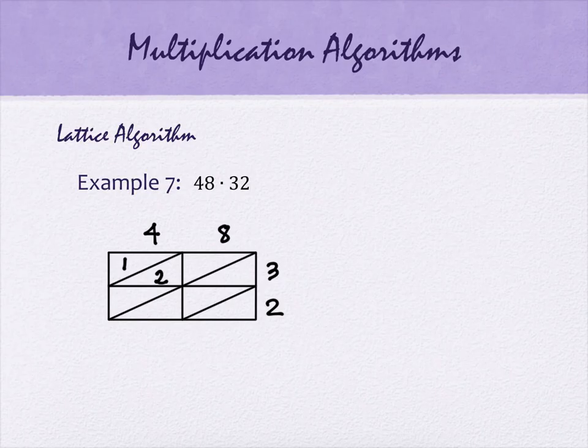I have 8 times 3 is 24, so the 2 goes in the top and the 4 goes in the bottom. 4 times 2 is 8, so it's a single digit, goes down here. And then 8 times 2 is 16, so I have 1 and 6. Okay, so that's all the multiplication.